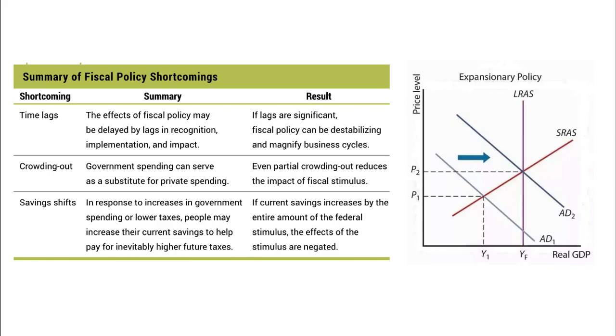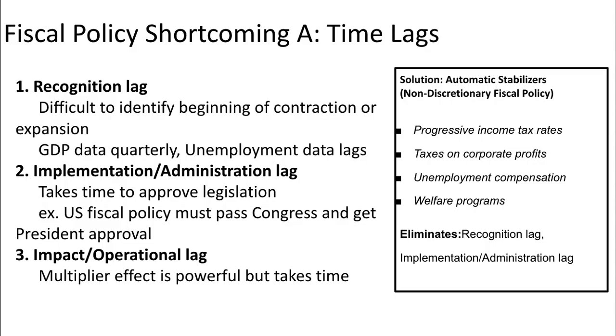But humans are not always easy to predict, and there are three flaws that economists have identified in fiscal policy, where the intended increase of aggregate demand actually isn't always gained to its full effect or on the time schedule that we would like. So let's first look at this idea of time lags.